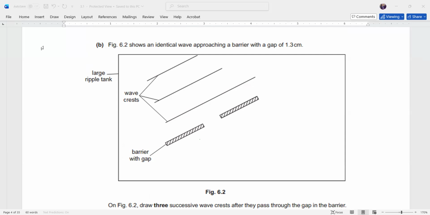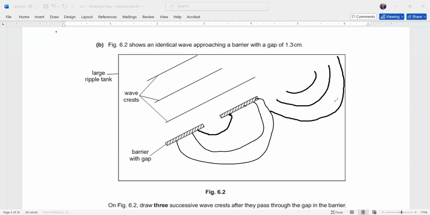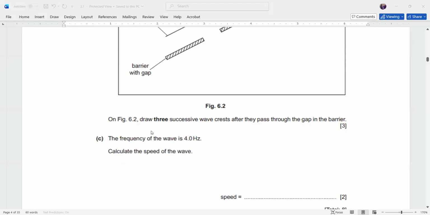How the wavefronts will look when they pass through the gap. If it looks like this, you will lose the mark. We want to show maximum diffraction, so it means curves. And the equal spacing is this one, the initial one. We move on to the next part.